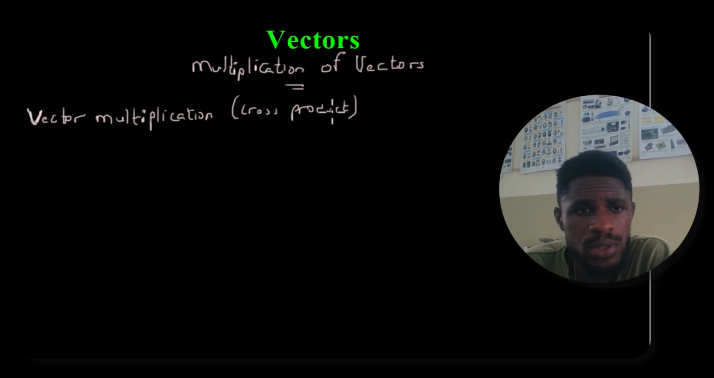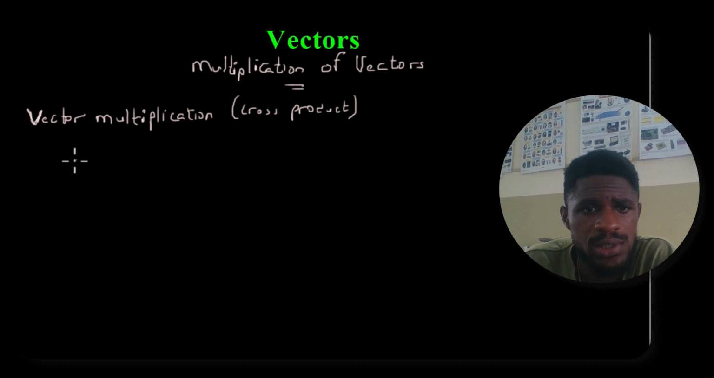And also, we talked about the first part of the multiplication of vectors, where we looked at what it means to carry out dot products on two vectors. In this video, we'll be concluding our series on vectors, where we look at the vector multiplication or cross products.